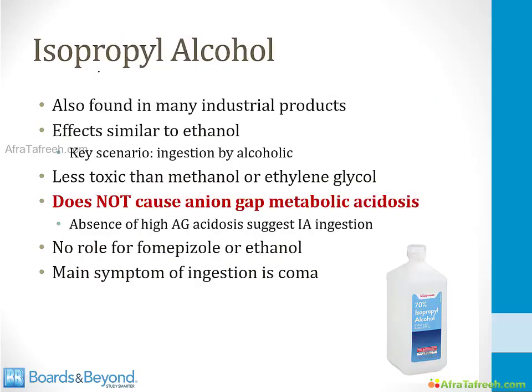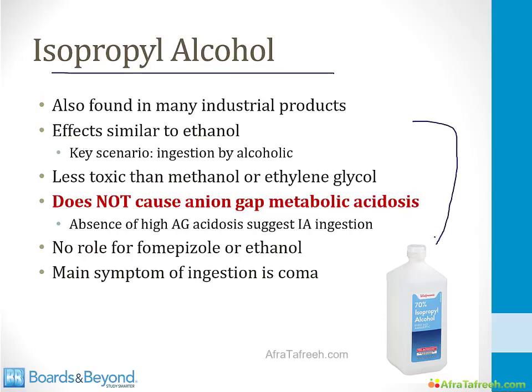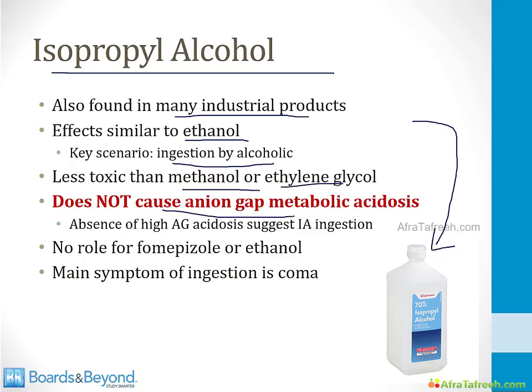Let me make an aside here and mention isopropyl alcohol. Isopropyl alcohol is also called rubbing alcohol. You've probably seen it in pharmacies. If you've ever used it as a disinfectant, it has a very strong odor. It's also found in many industrial products, and if you ingest isopropyl alcohol, it has effects similar to ethanol. So a key clinical scenario for a board question of a patient who may have ingested this substance would be an alcoholic who is trying to find sources of ethanol. It's less toxic than methanol or ethylene glycol, and it does not cause an anion gap metabolic acidosis.